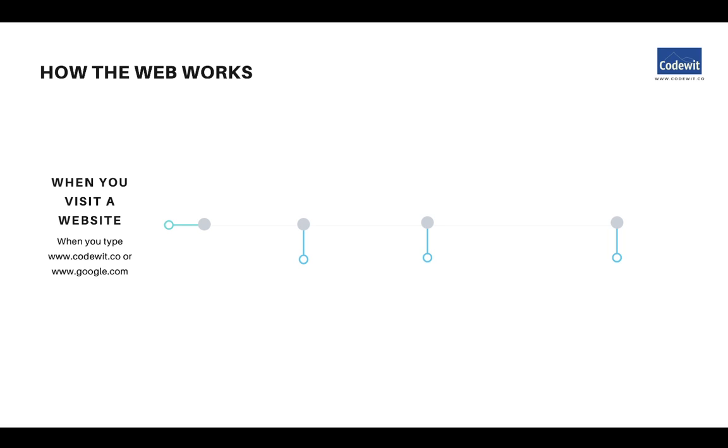So let's go through this in detail. When you visit the website, so you type codeweight.co or www.google.com, it connects to a domain name server. It's the DNS server that tells your browser how to find the website. So think about a domain name server like a phone book. It tells your computer the IP address associated with the requested domain.